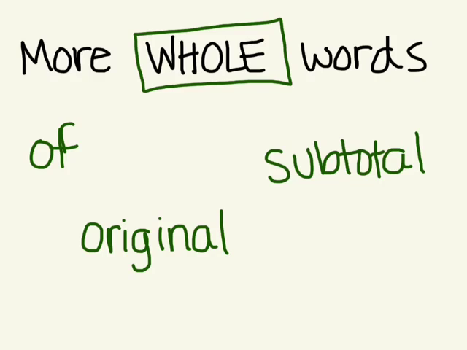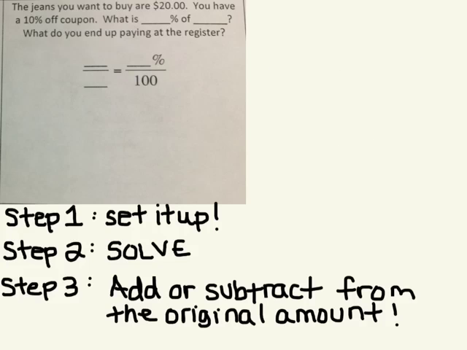Some more whole words. Instead of just of, we have the subtotal. So like when you pay tax or tip, you add that on to the original price, giving you your subtotal. And again, I just use this word, original price. That would be the original price of the total bill. Okay? So whole is always the total, what we're looking for. So let's try this word problem.